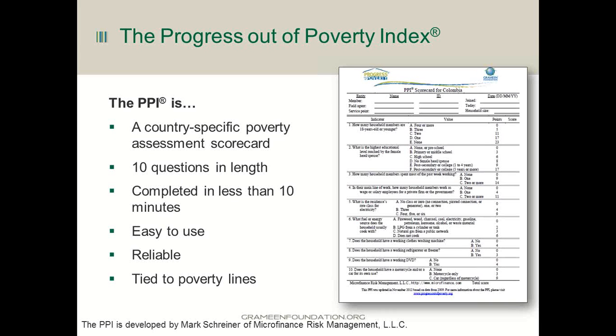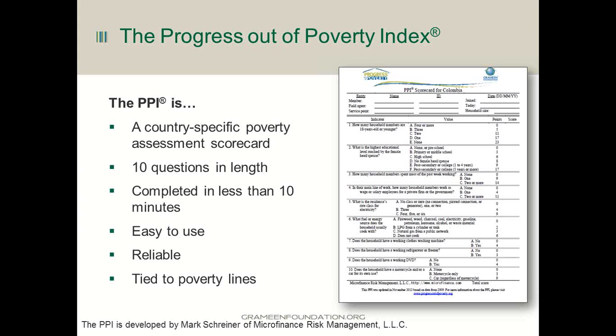We have developed the Progress Out of Poverty Index along with an economist named Mark Schreiner. The PPI is a country-specific poverty assessment scorecard. We have them developed in 54 different countries that cover about 90% of the world's poor. It's a simple scorecard that consists of 10 questions, and it can be completed in 5 to 10 minutes. And it was developed really specifically for practitioners on the ground in order to be simple and easy to use and reliable and cost efficient.